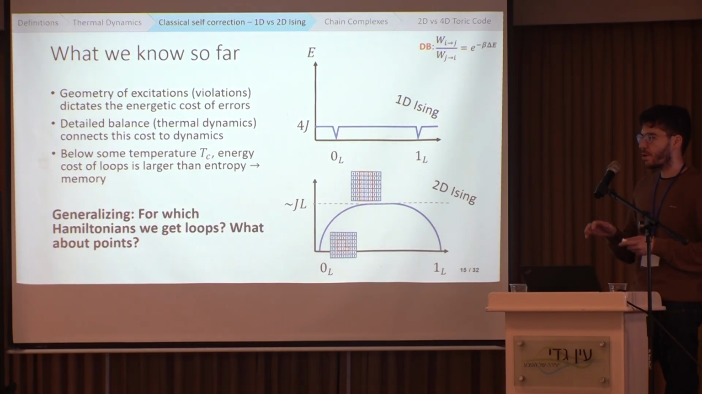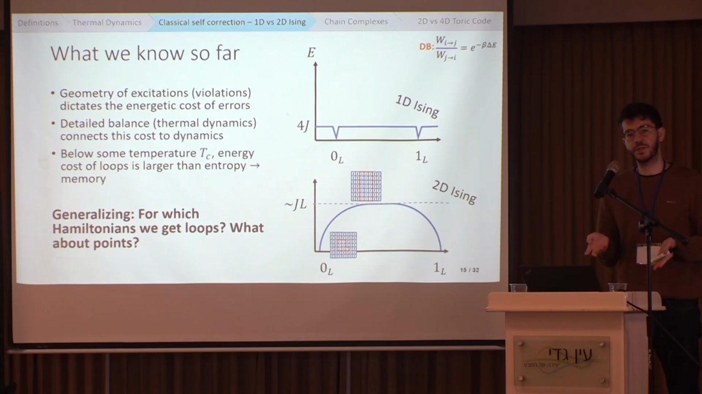But now we'll go out of these examples and try to generalize this and ask for which Hamiltonians, similar to the Ising model, but also in the quantum case, when do we get excitations which are loops, and when do we get only point-like violations?